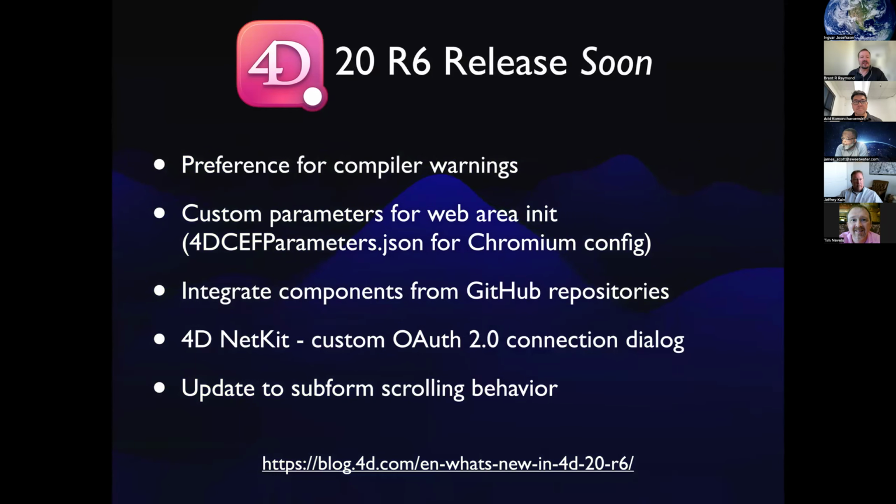There's also the custom parameters file for web area init. It's 4D parameters for additional configuration for the Chromium engine, which is what the web areas run on in the 4D application environment. Then also the further step with component management, where you can just pop in a GitHub account and a name for a repository, and it could pull the latest one.